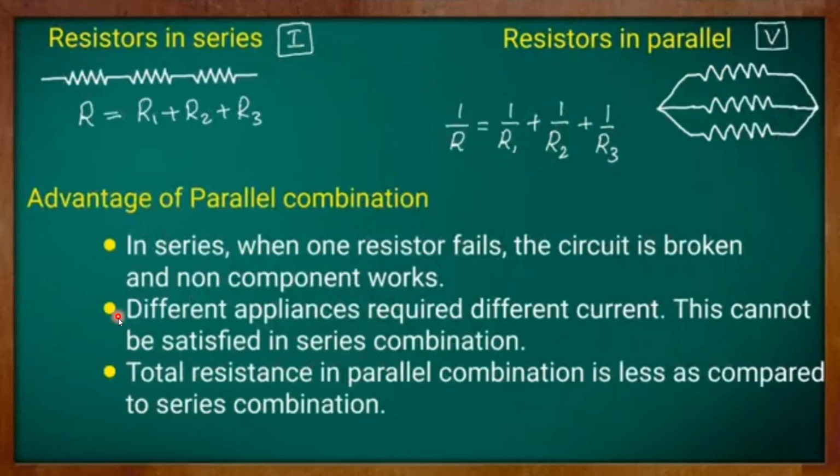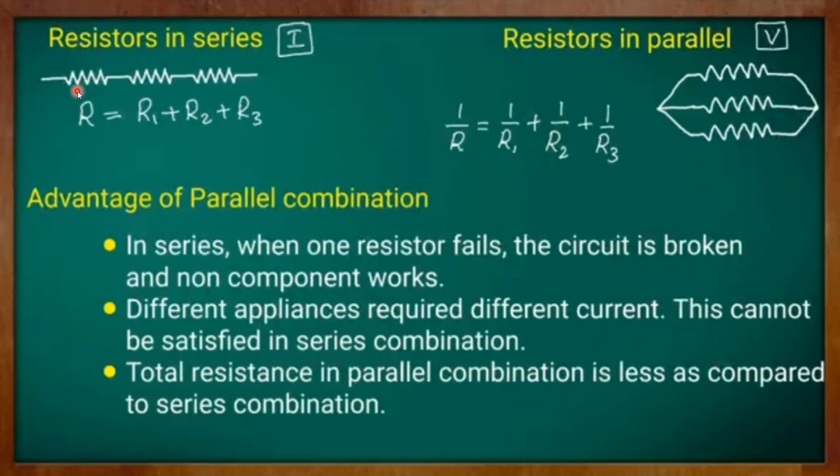So now let us see the second advantage of parallel combination, children. That is, different appliances require different current. As I have said, I have given the example of a fan, then an electrical bulb, then the mixer or the refrigerator or the washing machine or an AC cooler. So almost all the electrical appliances require different current. So this cannot be satisfied in series combination.